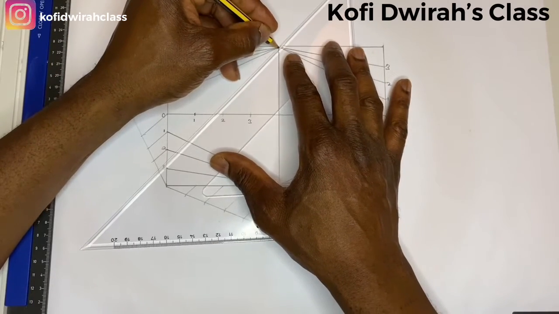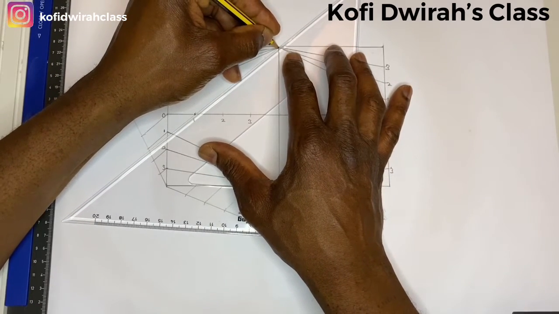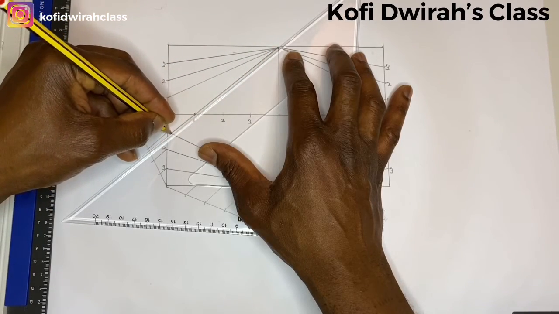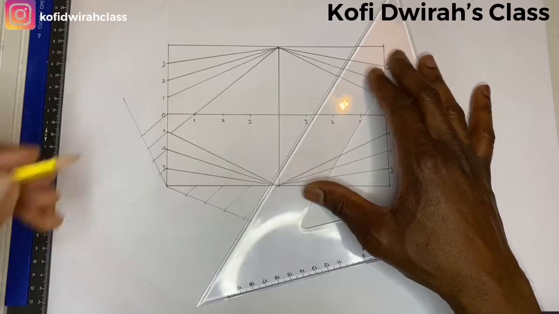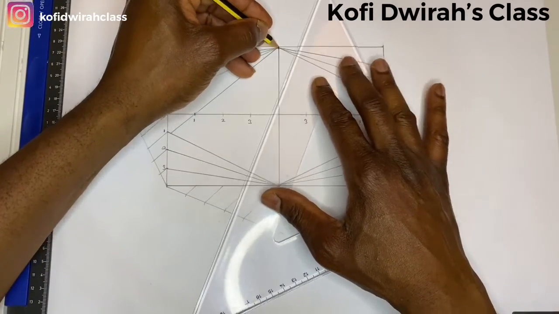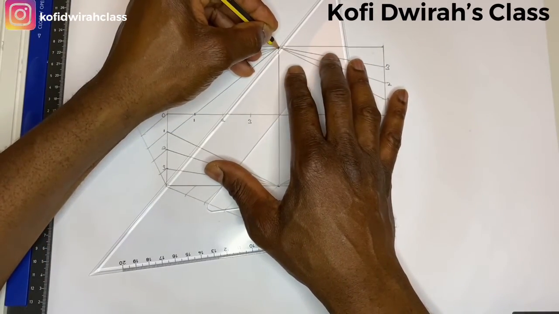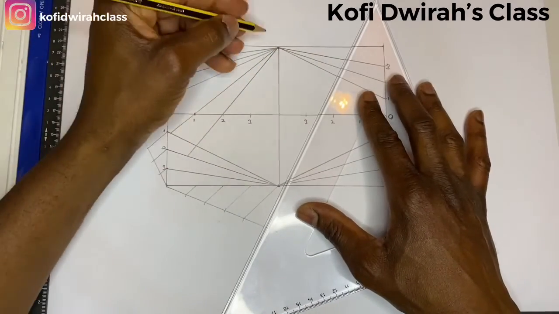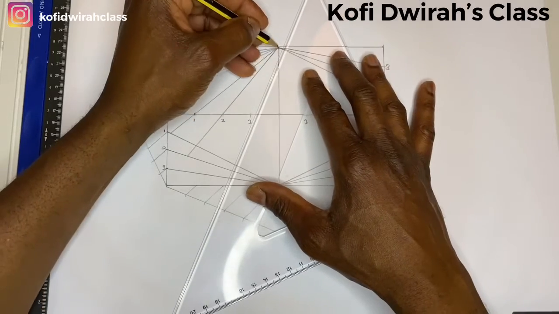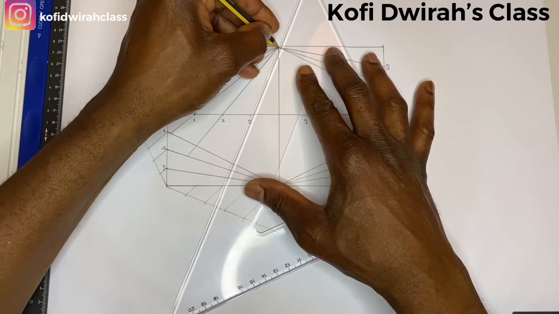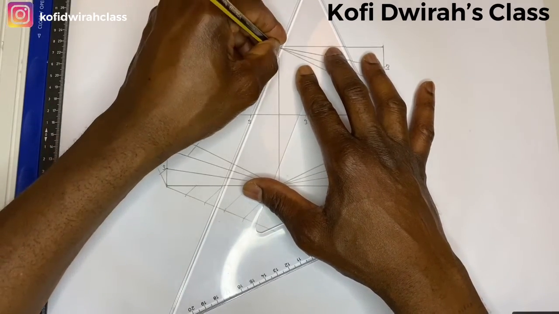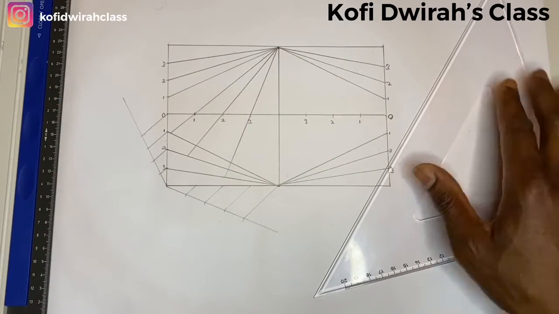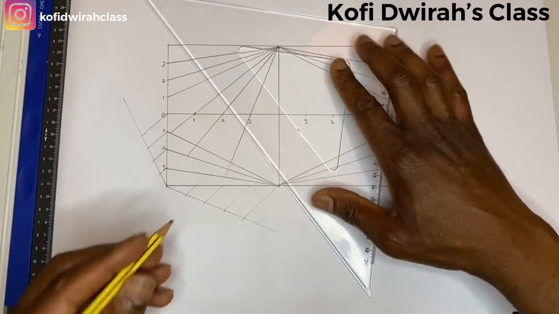From this point through point 1, from point 1 to line 1, then you stop. From the same point through 2 to line 2, then you stop. From the same point through point 3 to line 3, then you stop. Then you move to the other side.